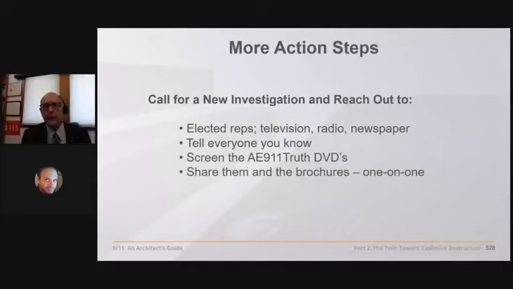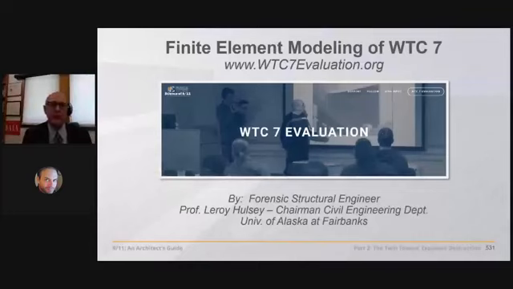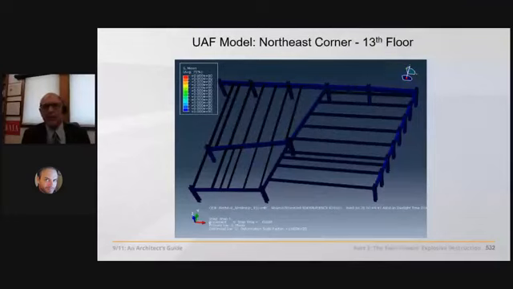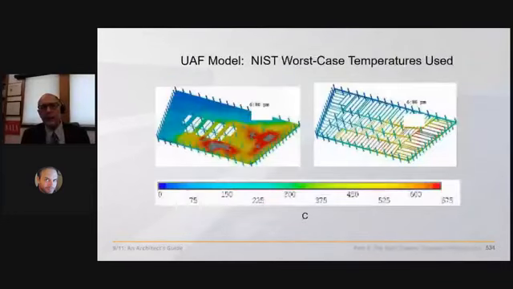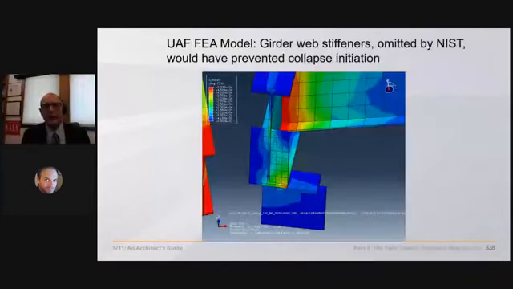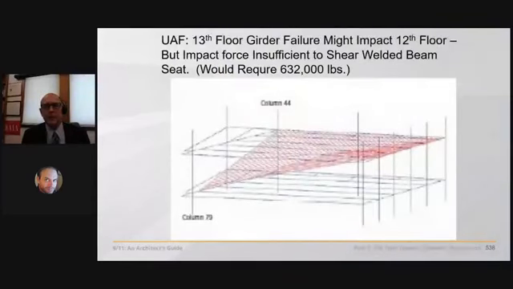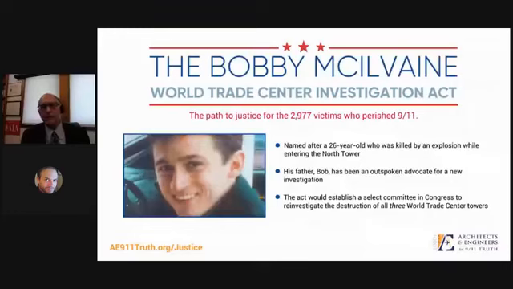one-on-one. You can get 100 brochures for $10 in our store. Share the report with structural engineers and civil engineers, even architects, the finite element modeling of World Trade Center 7. Final report is done. Leroy Hulsey found that this building, Building 7, could not have come down by fire. The University of Alaska produced this 130-page, 4-year report and completely pulled the rug out from underneath NIST's fraudulent Building 7 theory as well, which is one of the reasons we're going to Congress with the Bobby McIlvaine Act.